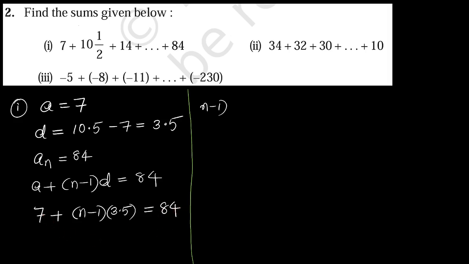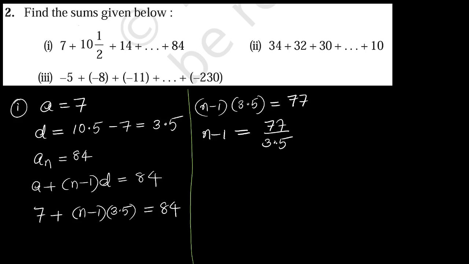So (n minus 1) into 3.5 is equal to 84 minus 7. Is it correct? 84 minus 7 is 77. Correct. So n minus 1 will be 77 divided by 3.5.